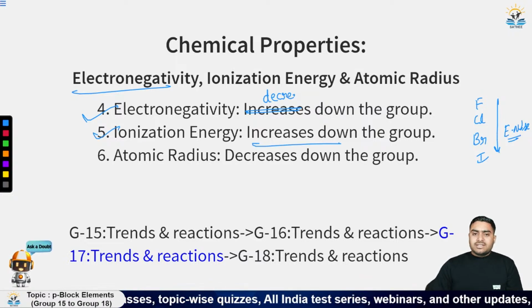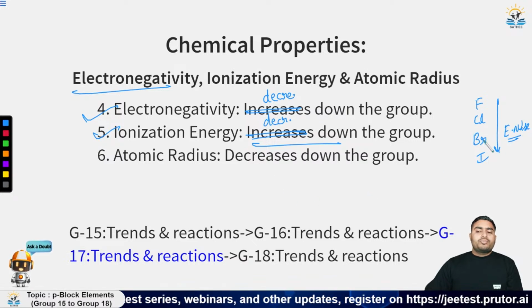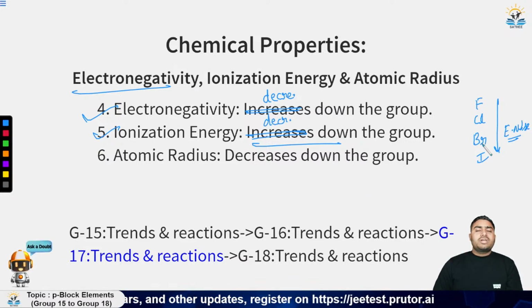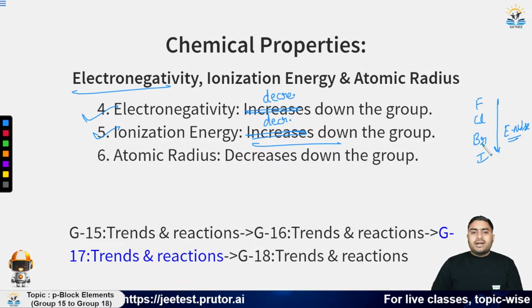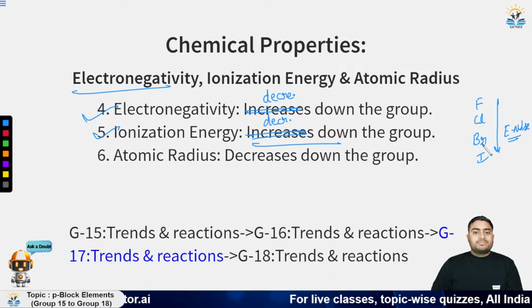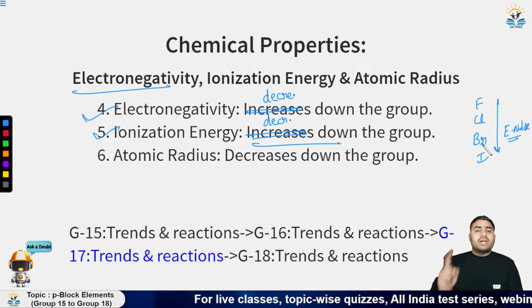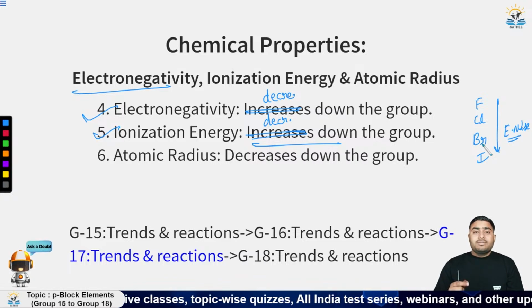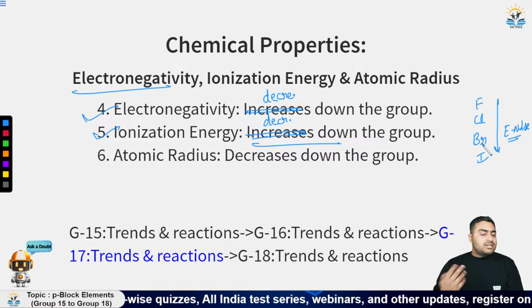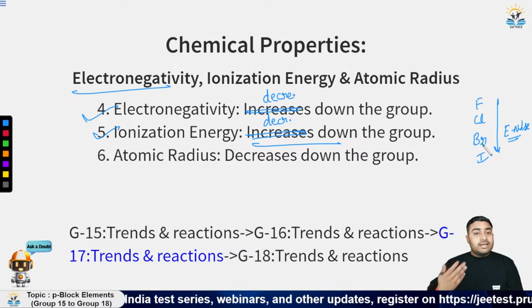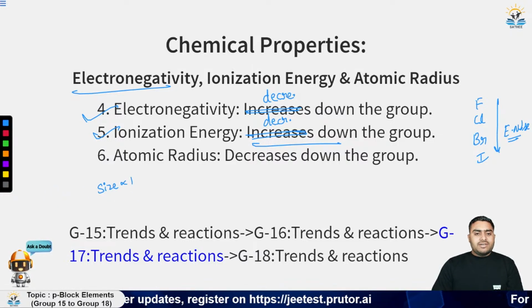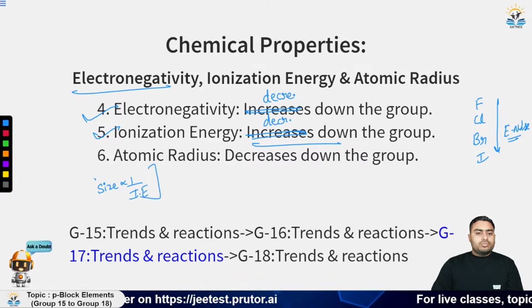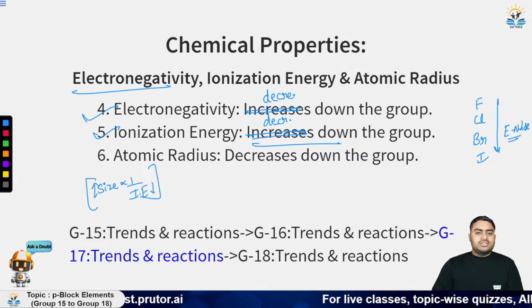Ionization energy decreases down the group, because if you are moving top to bottom in a particular group, due to the increase in size, it is easy to remove the last shell electron from its outermost shell. So ionization energy will decrease. Left to right, due to the increase in Z effective, that means decrease in size, ionization energy will increase. But top to bottom, due to the increase in size, ionization energy will decrease. As we know very well, ionization energy is inversely related to size. So top to bottom, definitely size will increase, so ionization energy will decrease.